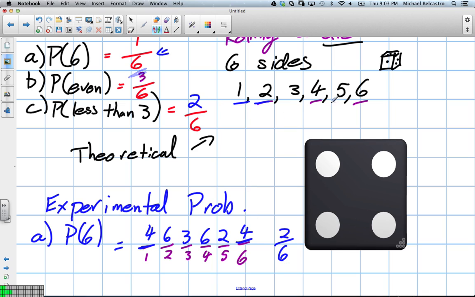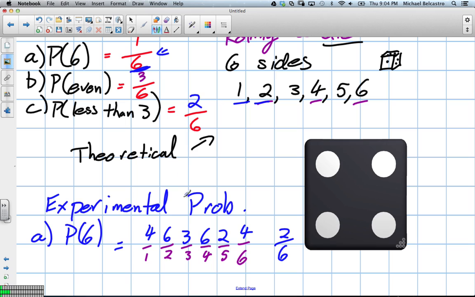We also got 2 4s. Theoretically, what's the probability of rolling a 5? 1 out of 6 too, right? It doesn't change. How many times did I roll a 5 when I rolled it 6 times? 0. It doesn't mean that's wrong. It's just that our experiment needs to go many, many times to be very close to the theory.